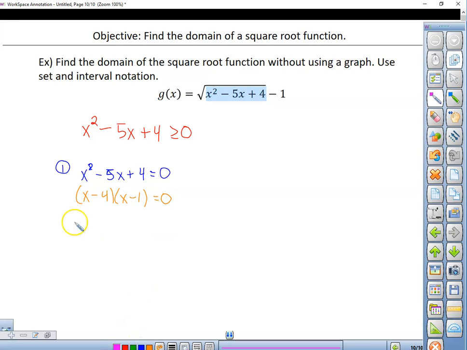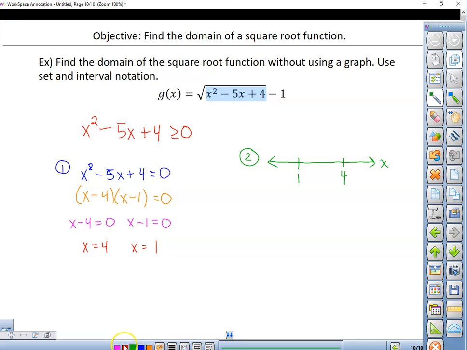Zero product property tells me either x minus 4 has to be 0 or x minus 1 has to be 0. So my x's would be +4 and +1. So these are technically the zeros of the function f of x equals x squared minus 5x plus 4. And so this number line is using that related concept. Be careful. Remember, this is a number line. So make sure your numbers are in the correct positions, least to greatest. The smaller number should be to the left. So 1 has to be here, 4 has to be there.